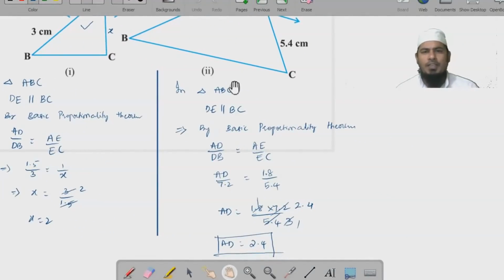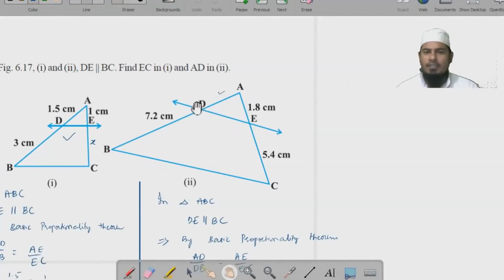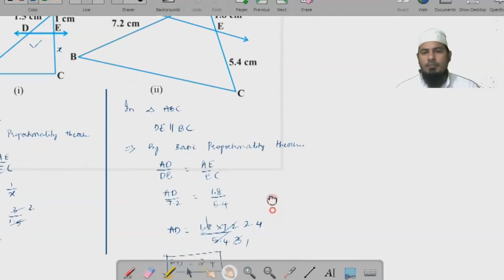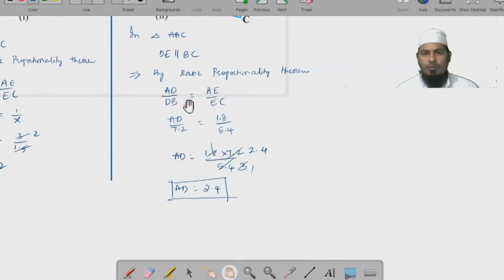A similar question is here. Here we need to find AD. Same, ditto copy. The theory is the same. DE is parallel to BC and basic proportionality theorem, so the ratios will be equal. When we write the ratios, only one unknown is there, AD. So cross multiply to get the answer. Let us go to the next question.